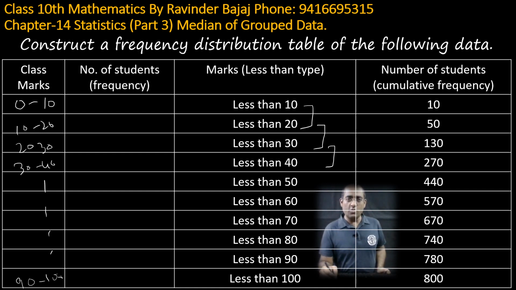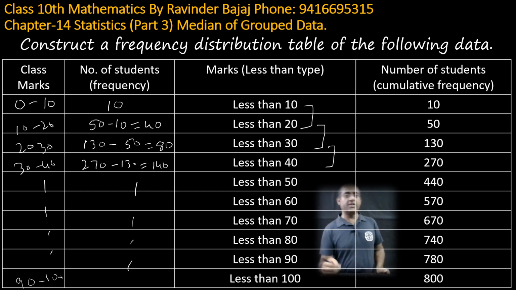Now what about this column, frequency? First one will remain the same, less than 10, that is 10. Next will be 50 minus 10. 50 minus 10 is 40. Next will be 130 minus 50. That is 80. Next one is 270 minus 130. It is equal to 140. And so on. In this way we can calculate the distribution if these two columns are given.